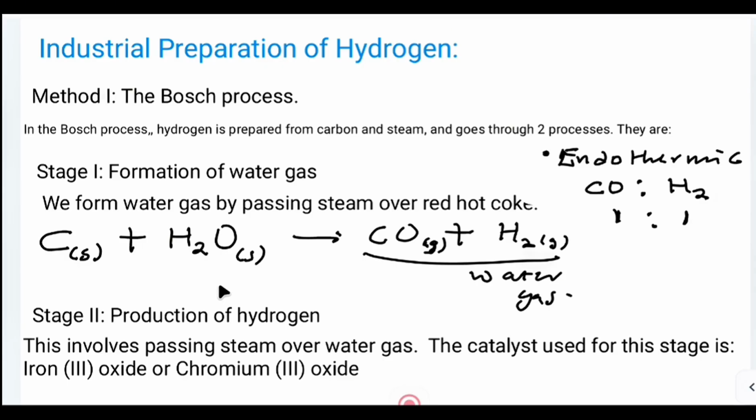Now, after producing our water gas, the second stage is to get our hydrogen. And how do we do that? We simply pass steam over this water gas we produce. And we use catalysts such as iron 3 oxide or chromium 3 oxide to make the reaction faster. Okay, so let me show you how the equation will look.